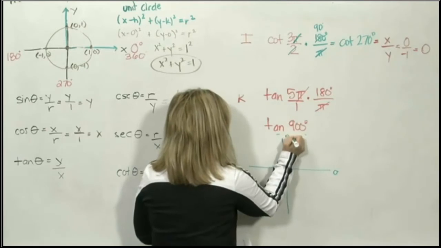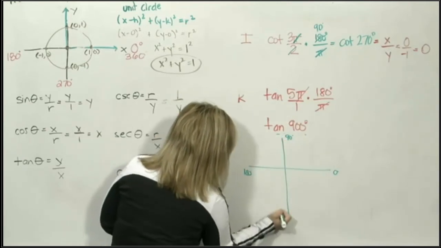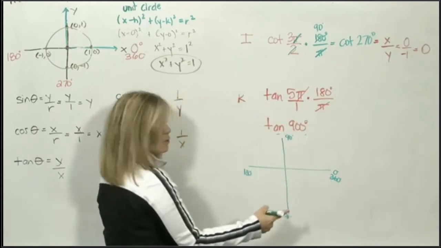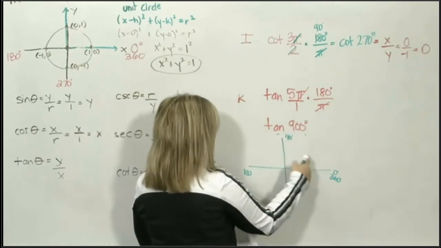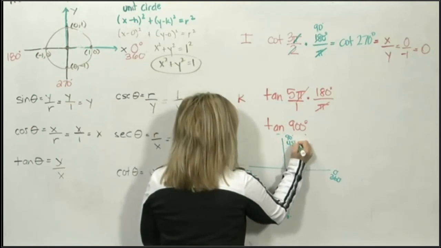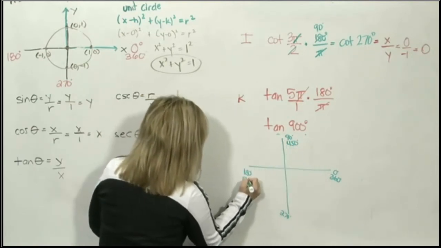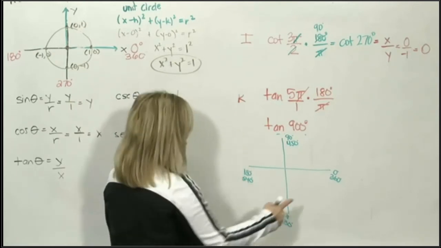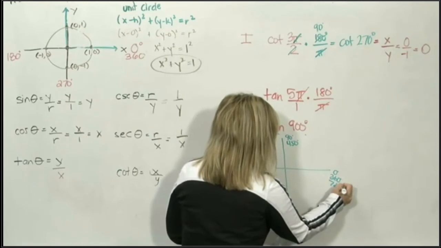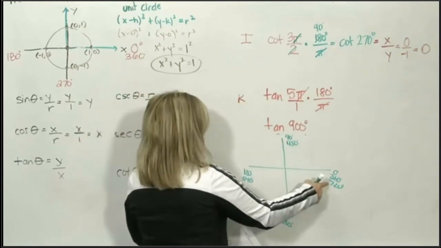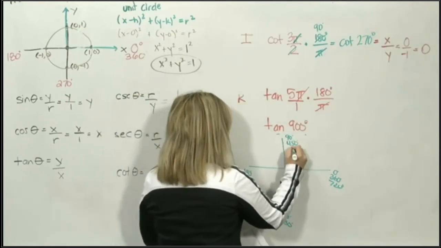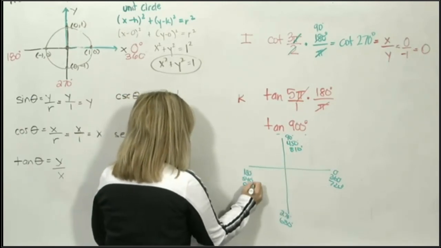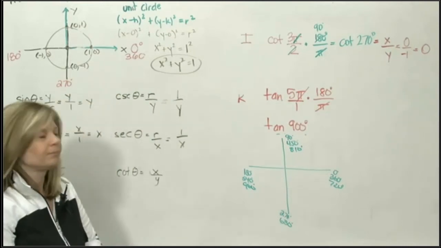0, 90, 180, 270, 360. All right, we're doing multiples of 9. This is 9 times 4. So 9 times 5, that would be 450. 9 times 6 would be 540. 9 times 7 would be 630. 9 times 8 would be 720. 9 times 9 would be 810. 9 times 10 would be 900. I apologize. The 900 should land there.